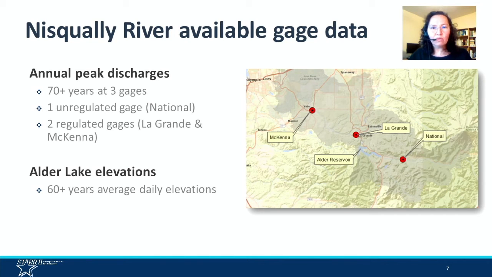The gauge near National in the upper Nisqually is unregulated. That's the gauge most to the right on the map. The other two are regulated: La Grande, the gauge in the middle, just downstream of the reservoir, and McKenna in the lower Nisqually, where widespread flooding occurred in 1996. The other important piece of data that we had was around 60 years of Alder Lake daily elevations.